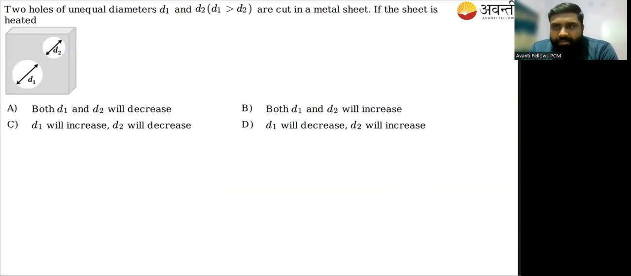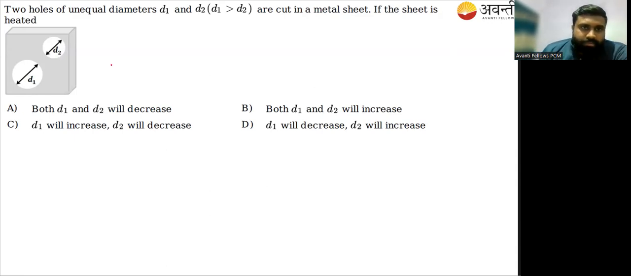This one is a very important concept we are going to learn by this question. Two holes of unequal diameter D1 and D2, where obviously D1 is greater than D2, also clear from the image of the question and also given in the question, are cut in a metal sheet. Now, if the sheet is heated, these are the four options: both D1 and D2 will decrease, both D1 and D2 will increase, D1 will increase and D2 will decrease, and D1 will decrease and D2 will increase. So these are the four possibilities, obviously.